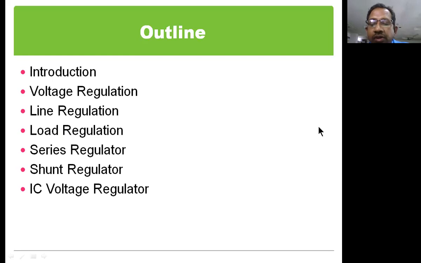We first of all deal with the introduction to the voltage regulator. Then, what is voltage regulation? Voltage regulation has two properties: line regulation and load regulation. There are two types of regulators, known as series regulators and shunt regulators. In the end market, that means the customer market, we normally get an IC version of the voltage regulators: 7800, 7900, like that, IC versions we get for the voltage regulators.